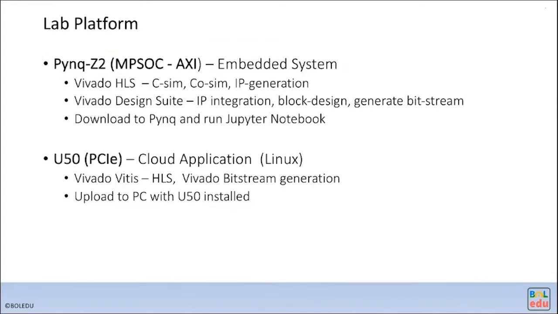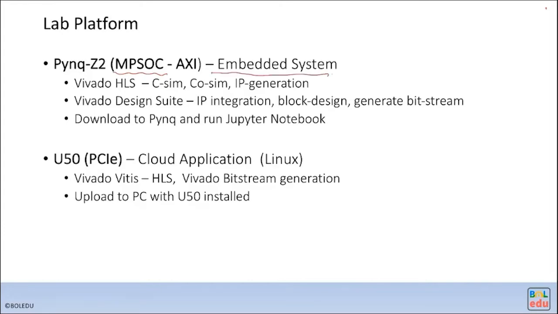Okay, I'll talk about the lab. We'll be using two platforms. One is the Pynq-Z2, which is an MPSoC. MPSoC means that they have a SoC inside the FPGA chip, so they have a processor. So that's an embedded system.